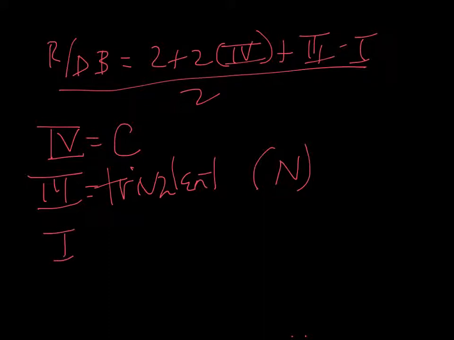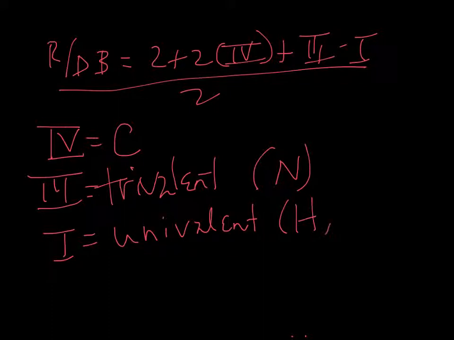1 are the monovalent or univalent atoms. So how many bonds do they like to make? 1. So what's one element that can only make 1 bond? Hydrogen is the biggie. And then what else can only make 1 bond? The halogens. And so I'm just going to put that as an X.